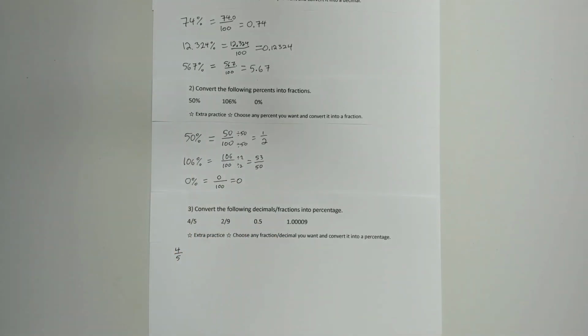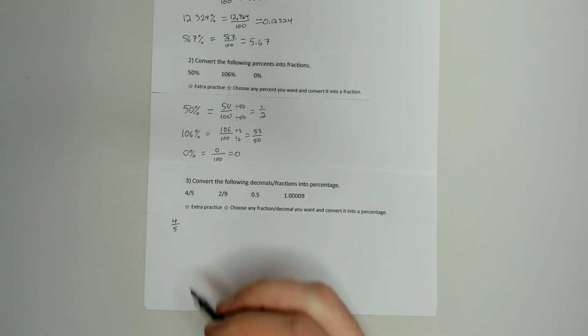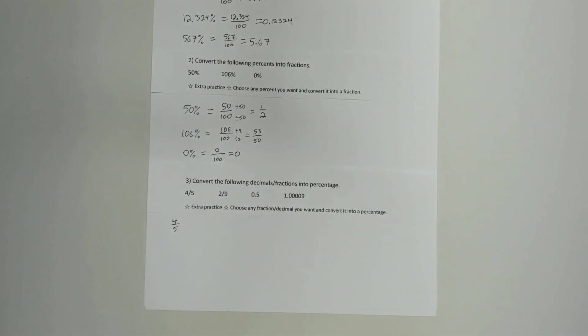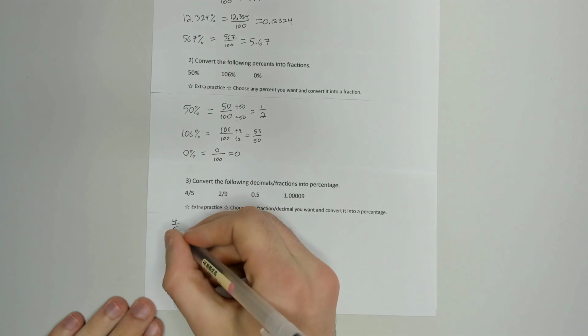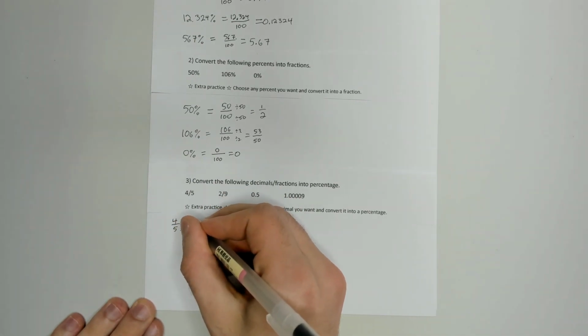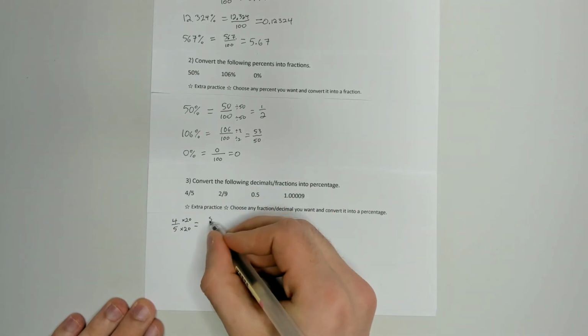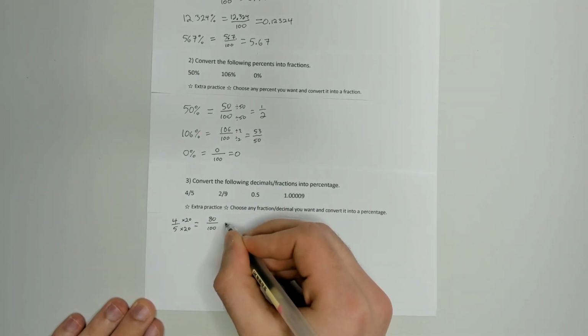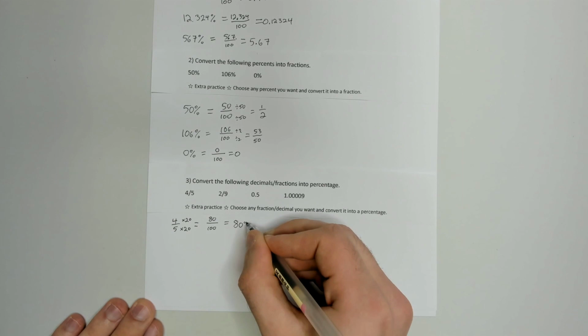106% had 106 in the numerator, and so on and so forth. So if we can make this into an equivalent fraction out of 100, we'll be good to go. And we can do that because we know that 5 times 20 is 100. So just doing that to the numerator as well, to keep it equivalent, we're going to get 80 out of 100, which means that this is then 80%.